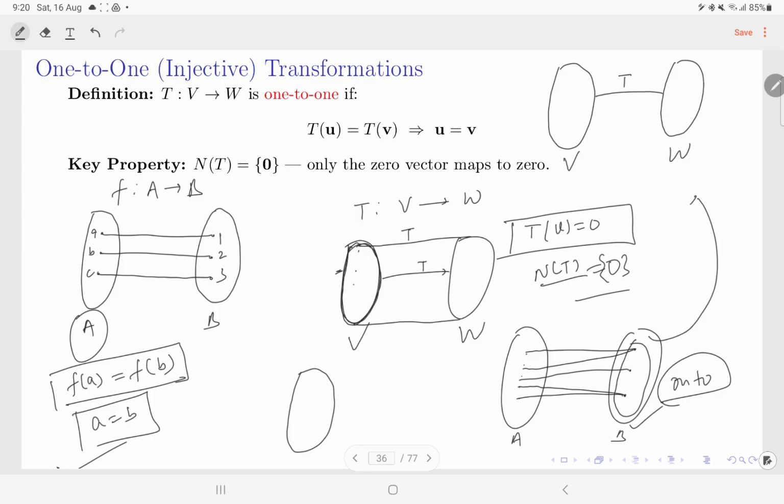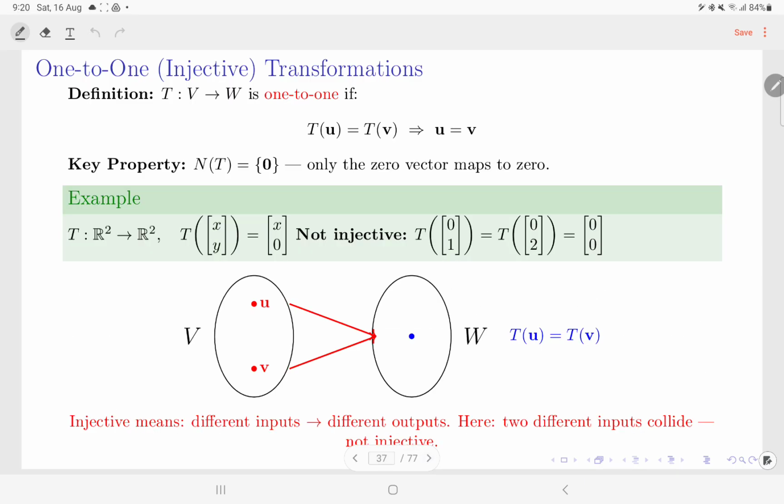Now replicate this example here for onto. That means the range space is the complete set of W, because all these elements have to be mapped to this one. This is your range space. That means R(T) should be the complete W space. Let me give you the example. Let's understand this.